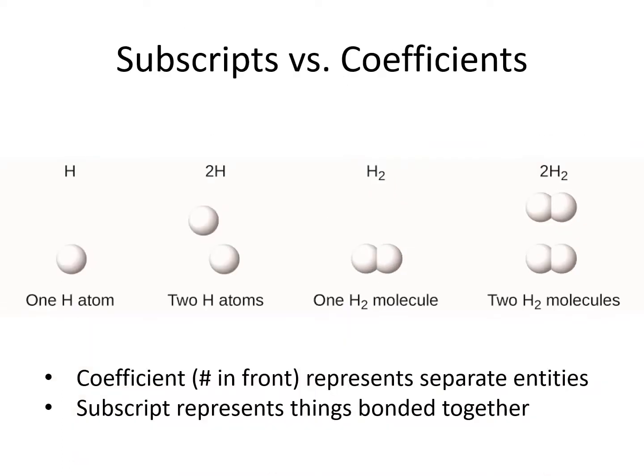The numbers associated with our molecular formulas give us important information. A number written in front of a molecular formula indicates an amount of separate items. For example, 2H means that there are 2 separate hydrogen atoms not bonded together. A subscript in a molecular formula indicates that those elements are bonding. For example, H2 indicates that 2 hydrogen atoms are bonding together. If we wrote 2H2, that would mean that we had 2 separate hydrogen molecules, each with 2 hydrogen atoms bonding together.